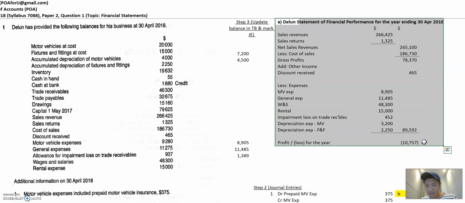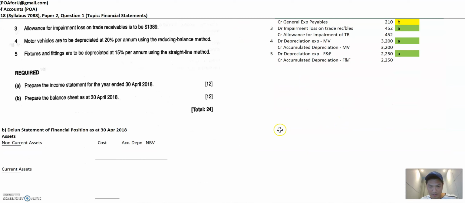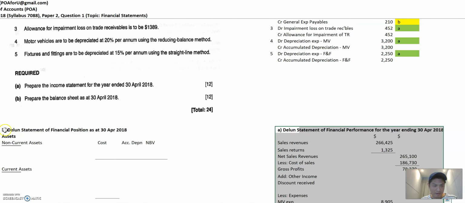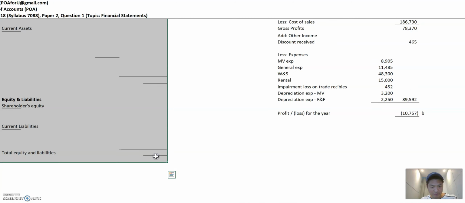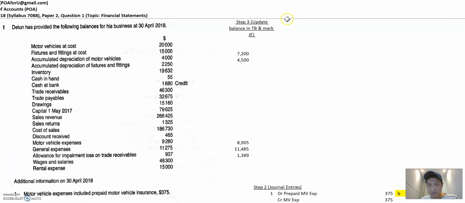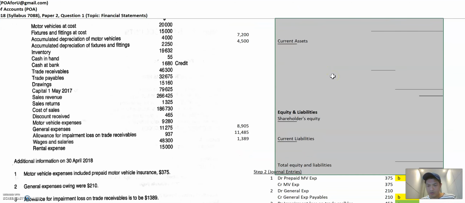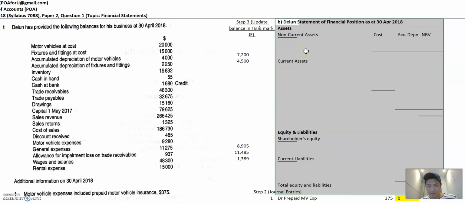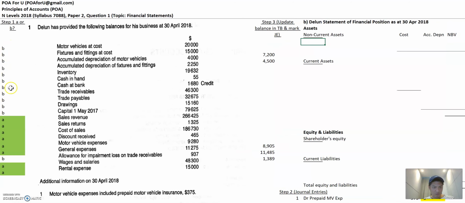I'm going to take this, I'm going to bring it below, and this is part A, right? We've already done part A. I'm going to take part B, the format in part B which I prepared here. I'm going to paste it here. Okay, so part B. Now part B starts with, again, all those B's and we just transfer them over, right? And we always start our statement of financial position with non-current assets.